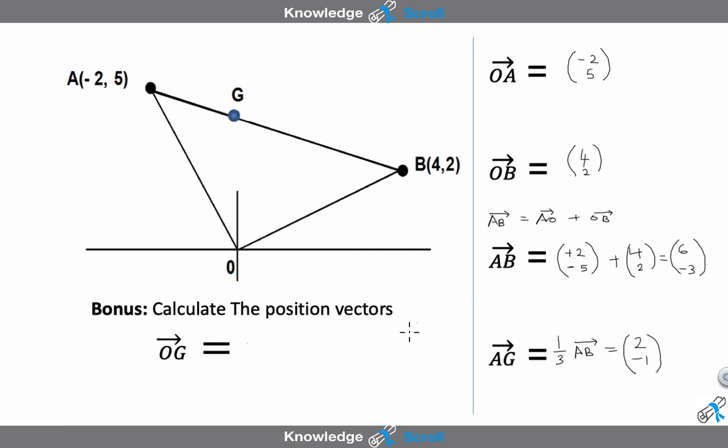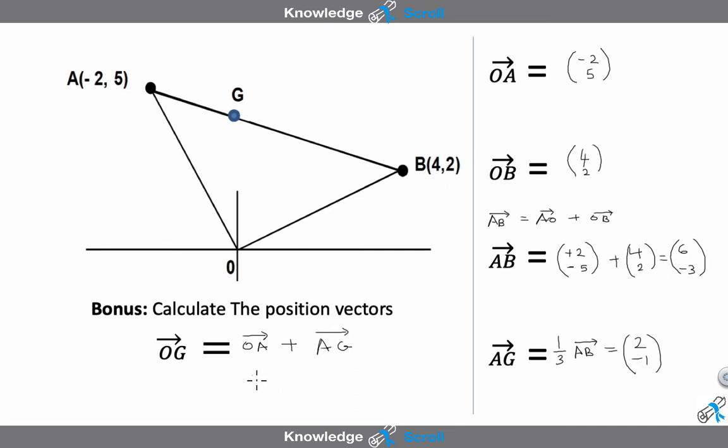Now on to our final question. We're asked to calculate the position vector OG. Now we do not know the direct path to go from O straight up to G. However, we do know the route which will take us from the origin O up to A and then from A to G. So to express this vector in an equation, I would write OG is equal to the vector OA plus the vector AG.